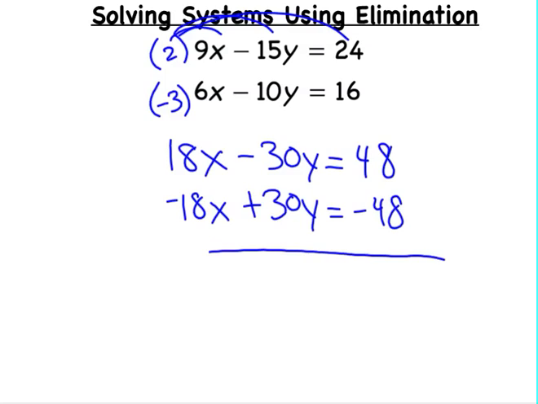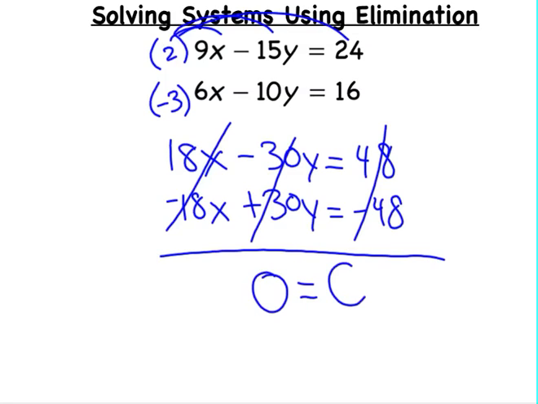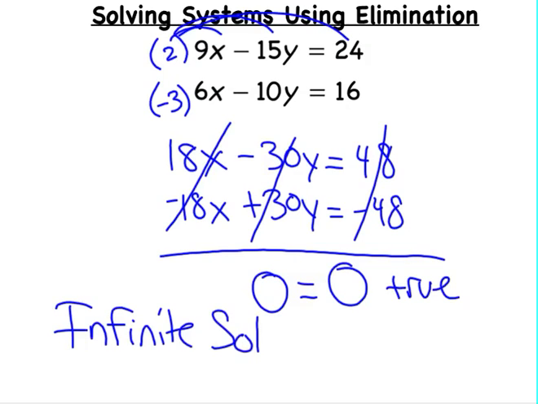So now when I look here, look at this. Elimination, elimination, all 3 eliminate. So on the left side I have 0, on the right side I have 0. Well, 0 equals 0 is clearly true. So the special case for a true statement is infinite solutions.